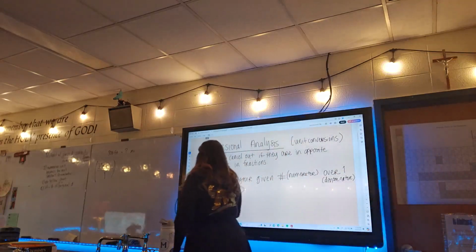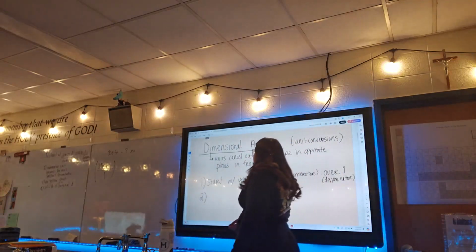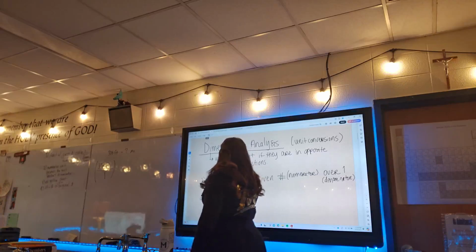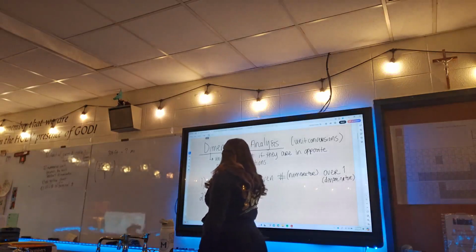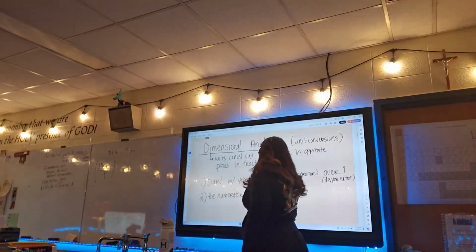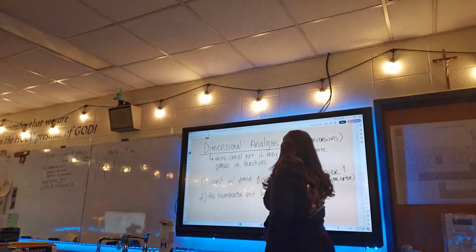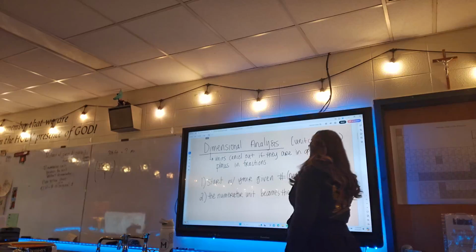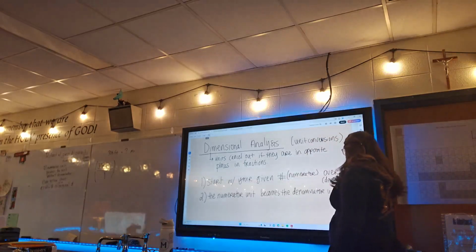Now, this second step is one that you'll repeat if you have to do it multiple times, and I'll explain that as we go through. But the second step is that whatever your unit is on the top of the first fraction goes on the bottom of the next fraction. So the numerator unit becomes the denominator unit of the next fraction.